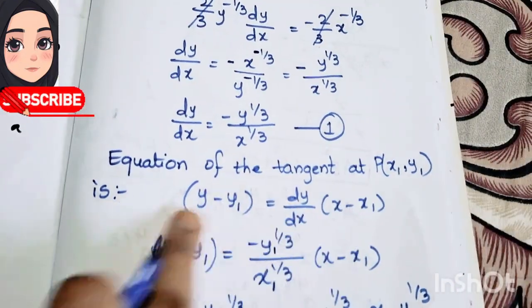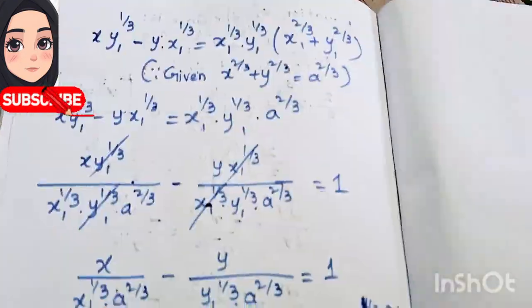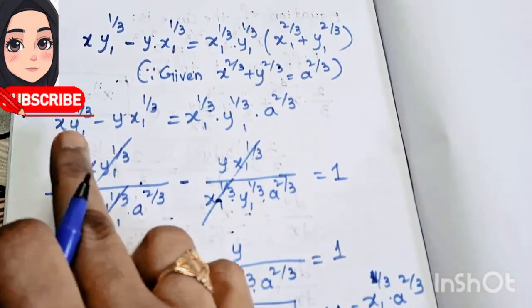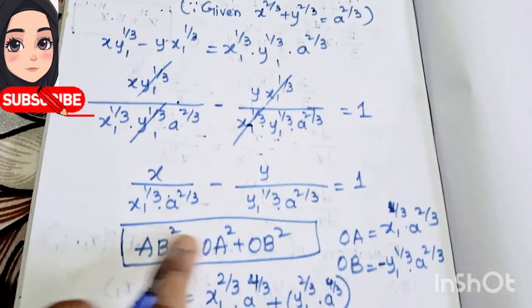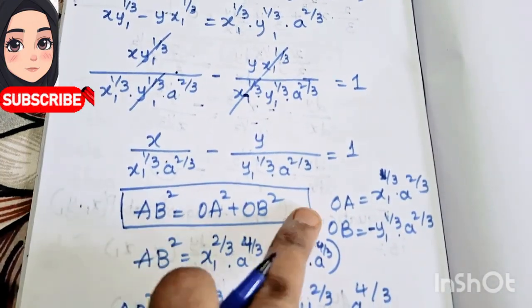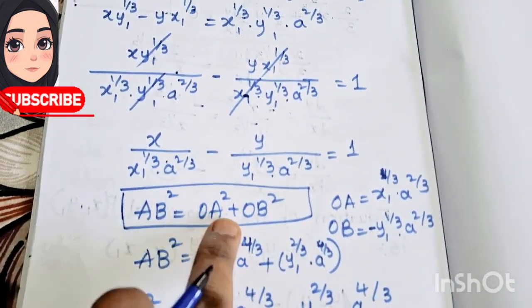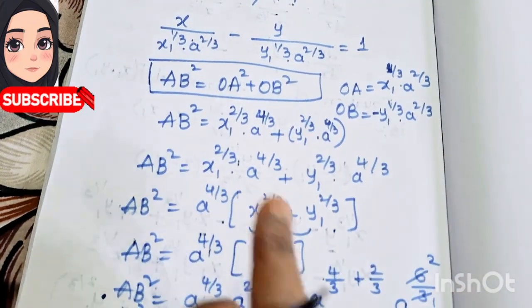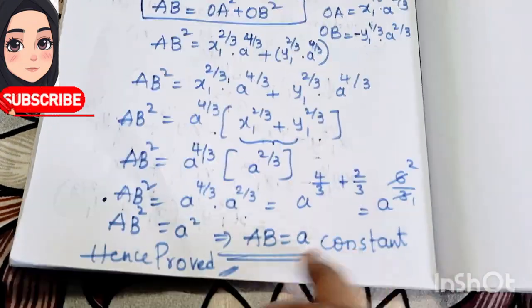First we have to differentiate and use the equation of the tangent line, and simplify separating terms. The denominator we take to this side as separate terms, and we get 1 here. Then apply the Pythagoras theorem formula, AB square equals OA square plus OB square. After simplification and taking out common, we get this as a constant.